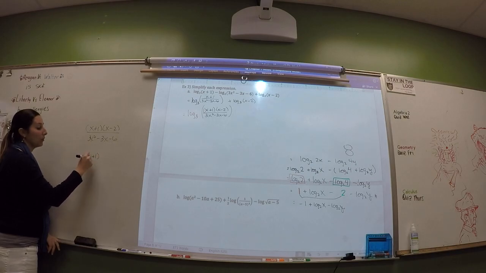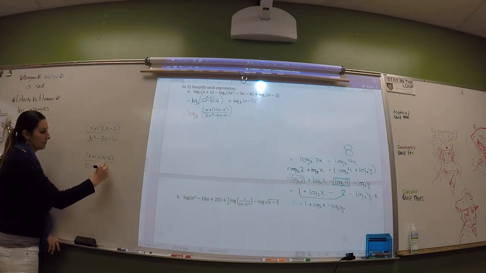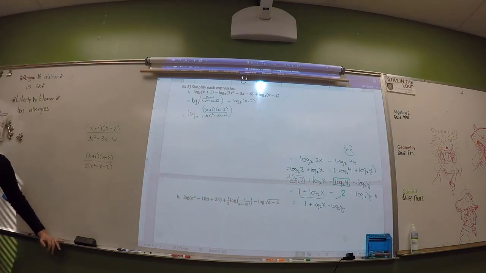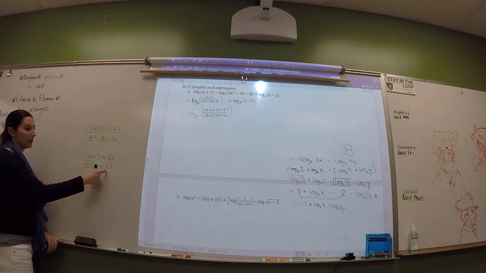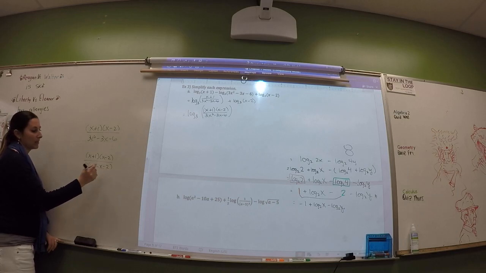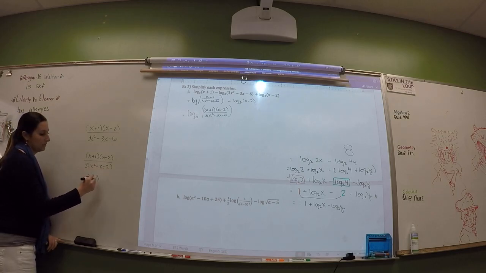So in order to factor that denominator, you can take out a 3 to start, right? Because of greatest common factor, you take out a 3. And then you can factor this. What does this factor to? x plus 1, x minus 2.